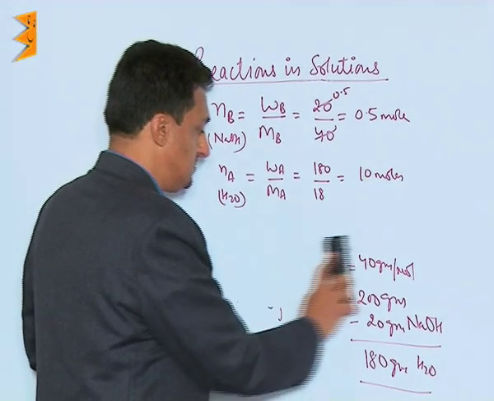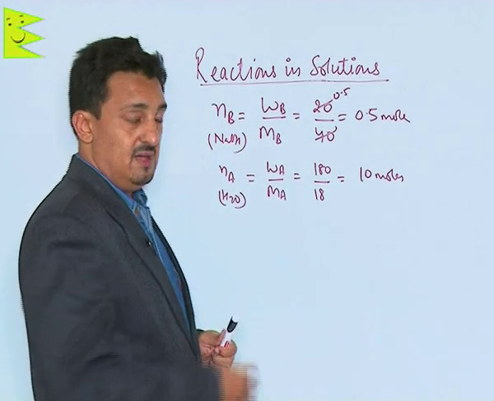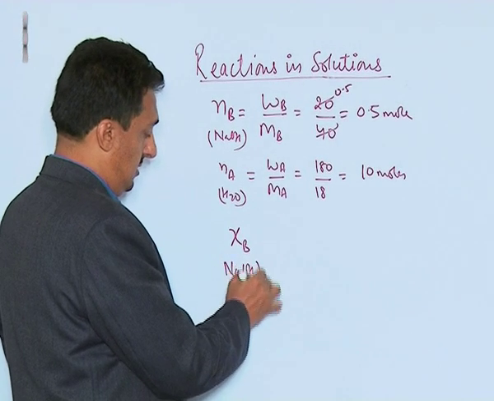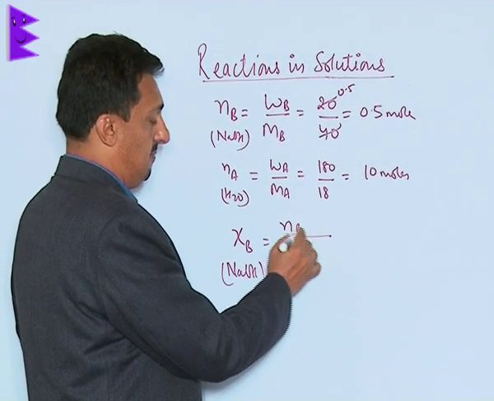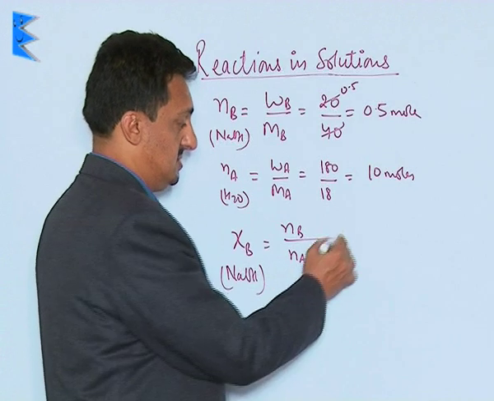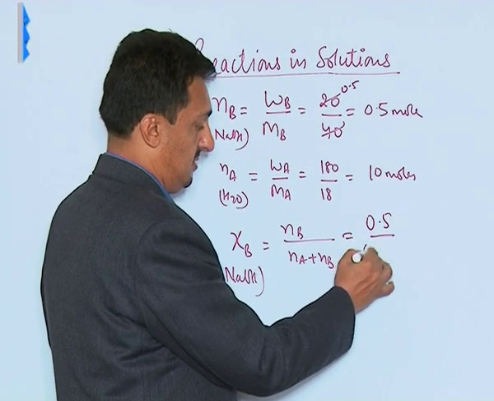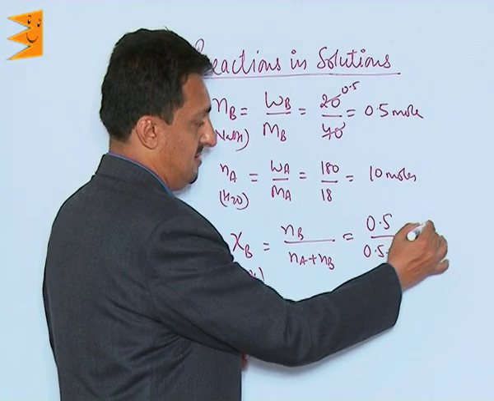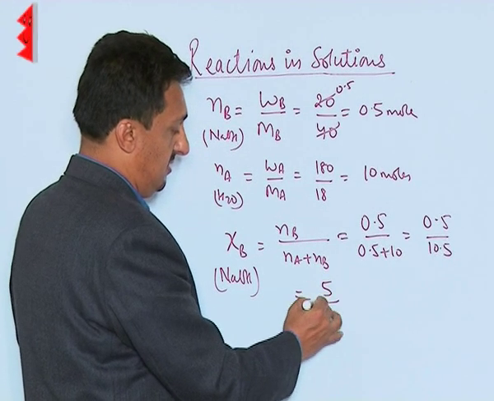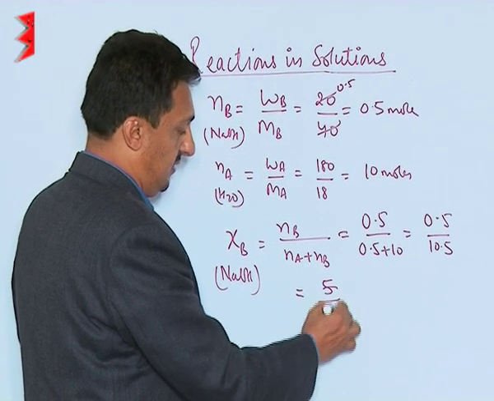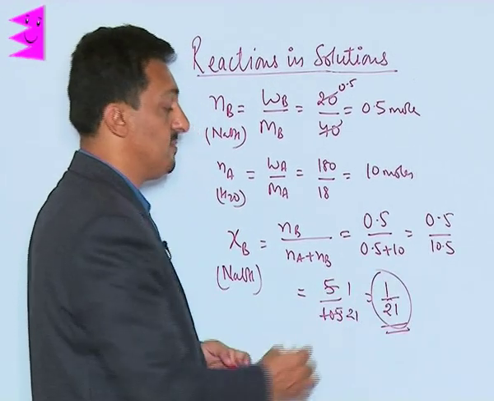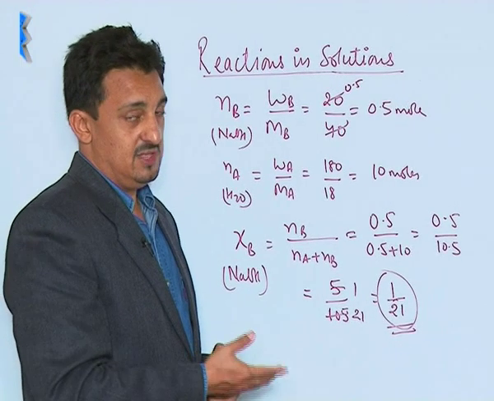So once we know their respective number of moles, the mole fraction of NaOH will be the number of moles of NaOH upon the sum of the number of moles of solvent and the solute. So it will be 0.5 upon 0.5 plus 10, 0.5 upon 10.5. So it is 5 by 105. So it's 1 by 21. So this is the mole fraction of the solute in the solution.